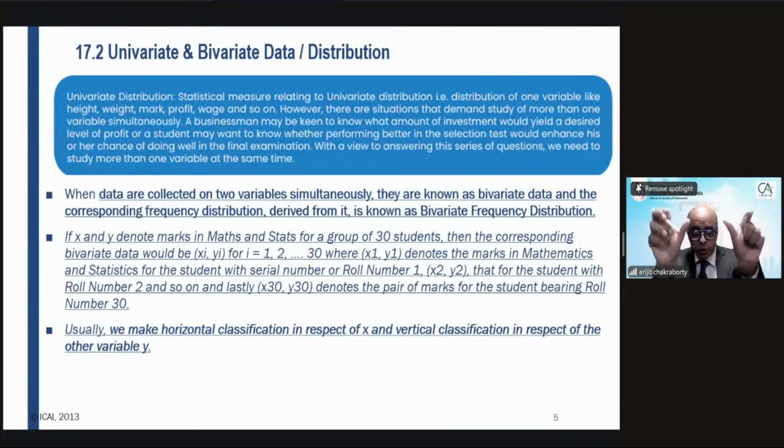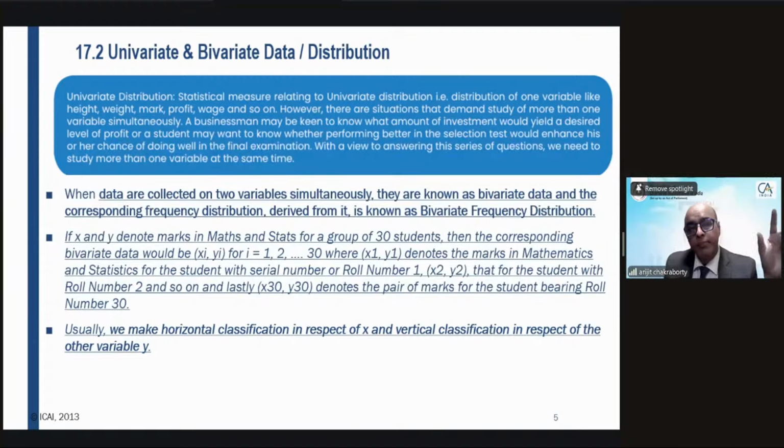That means here there are two sets of variables. Mathematics score, marks of mathematics, we can call it X. Okay, X1, X2, X3 up to X30 because there are 30 students. And the students are also given scores in statistics. So we can find out their score under two headings, mathematics and statistics. We are denoting mathematics by X and denoting statistics score by Y. So Y1, Y2, Y3 up to Y30 because we have 30 students. So just imagine that this is the concept of bivariate data.